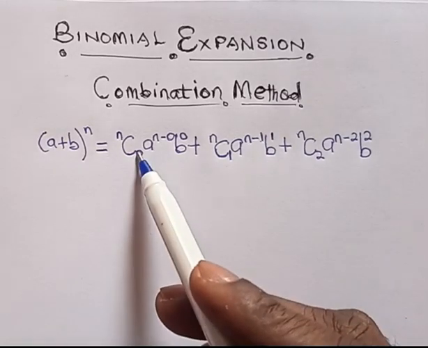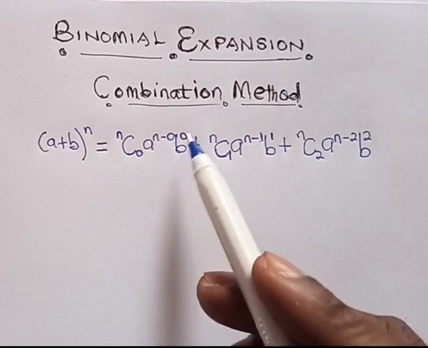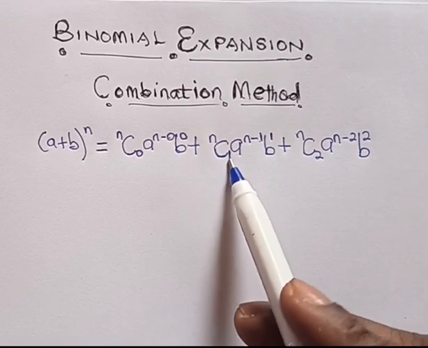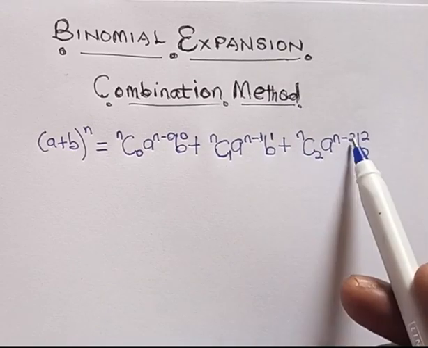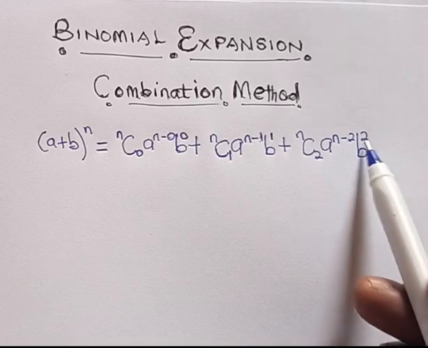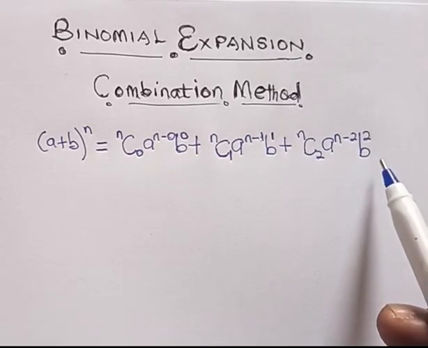As this is 0, this one is also 0, and the exponent is 0. As this is 1, this one will be 1. The exponent here is also 1. As this is 2, this one will be 2. This one will also be 2. So you see that it follows that pattern.